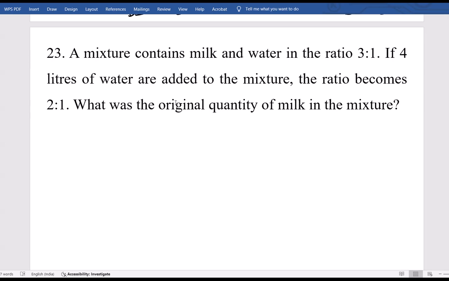Milk and water are in 3:1 ratio. If 4 liters of water are added to the mixture, the ratio becomes 2:1. What is the original quantity of milk in the mixture? Is it 8? No. The original quantity of milk is not 8. Original quantity, initially. In fact, later also you added only water, not milk.